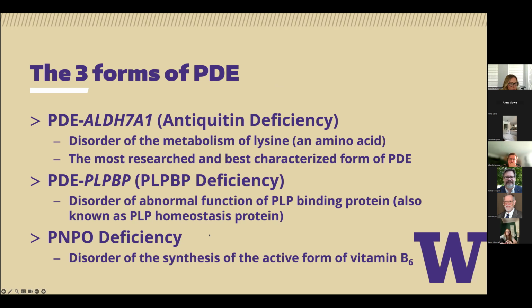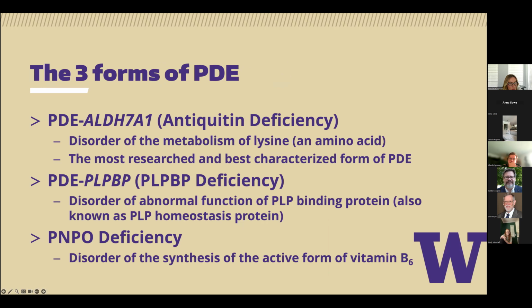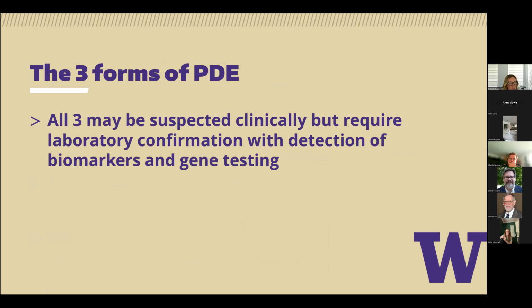And then lastly, we have a condition known as PNPO deficiency. This is actually a disorder of the synthesis of the active form of vitamin B6. In other words, it is an abnormality of this enzyme here and here, which interconverts pyridoxine phosphate into PLP, or pyridoxamine phosphate into PLP. When this enzyme is missing or functioning abnormally, again, there is a deficiency of PLP, and that is the nature of PNPO deficiency.